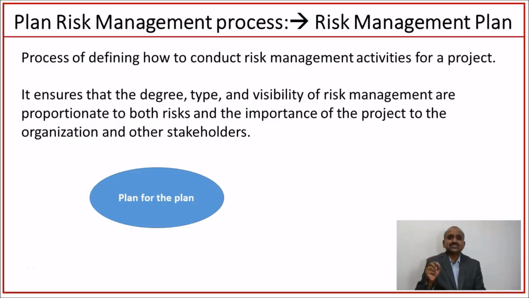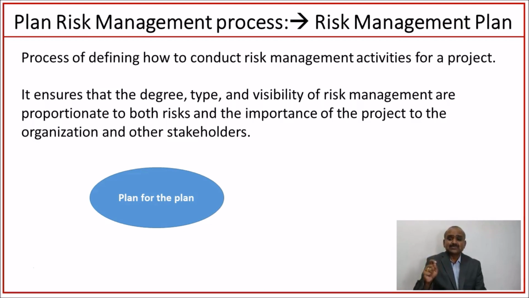Plan risk management process is the process of defining how to conduct risk management activities for a project. It also ensures that the degree, type, visibility of risk management are proportionate to both the risks and importance of the project to the organization and other stakeholders. So, if a technically complex project is more important to the organization and other stakeholders, the risk management process tells us to allocate more risk management efforts towards such projects. Thereby, we can help those projects channelize towards success. So, it ensures that the degree, type, visibility of risk management are proportionate to both the risks and importance of the project. The major output of plan risk management process is risk management plan.